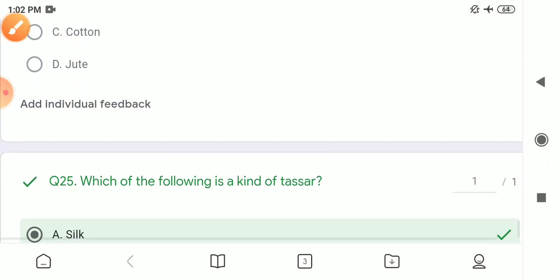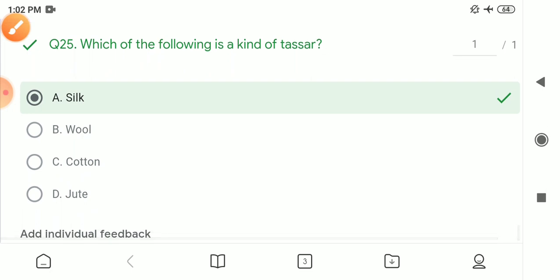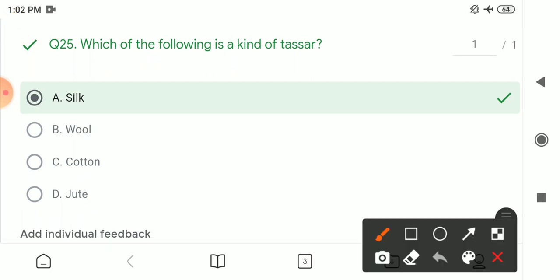Next is 25th number, which of the following is a kind of tussar? The options are silk, wool, cotton, or jute. So here your answer is option A, silk. Silk is a kind of tussar. So your answer is option A.